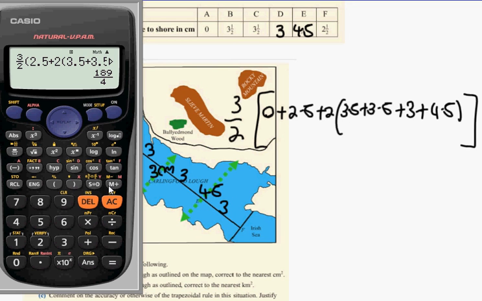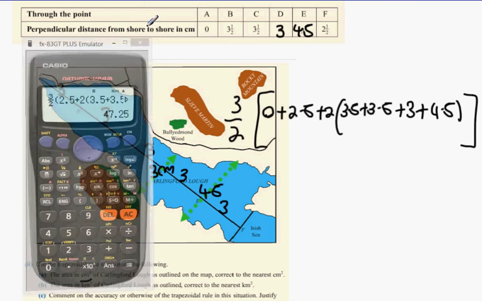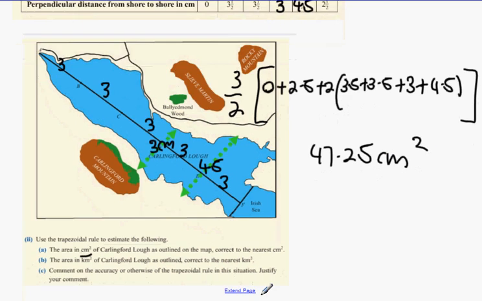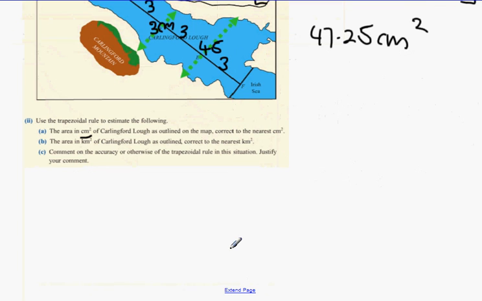189 over 4? Yeah. 47.25. Okay, centimetres squared. Now here's the problem, and this might come in useful to you in your geography as well. The area, it wants it in kilometres squared.